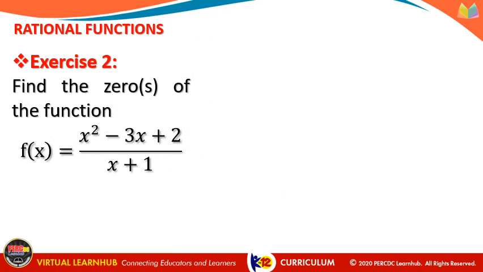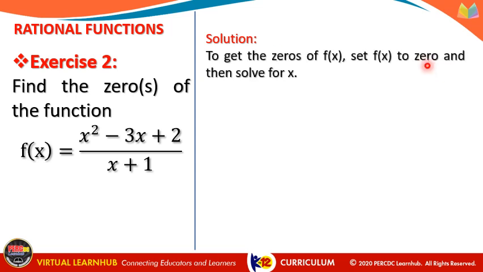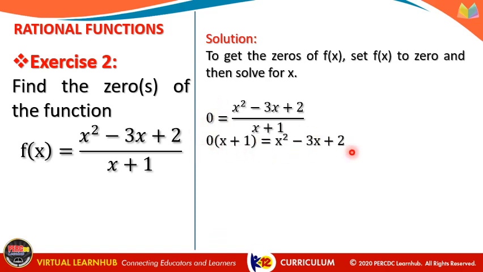Exercise number 2 tayo, find the zero or zeros of the function f of x equals x squared minus 3x plus 2 all over x plus 1. Again, same solution tayo. Let us set f of x to 0 and then solve for x. This is our function. Gawin nating 0 yung f of x. Cross-multiply. The left side will become 0.